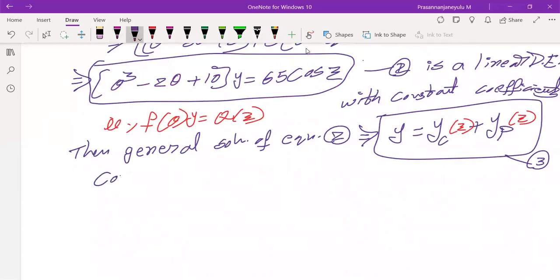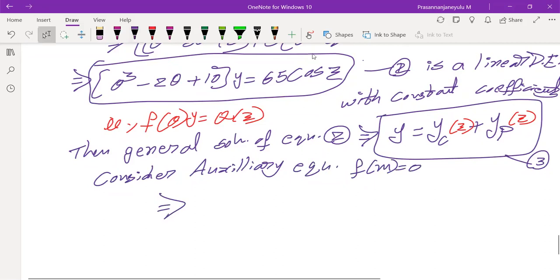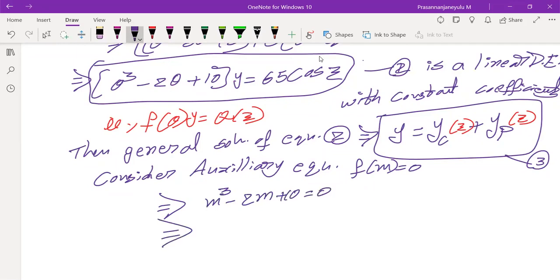How to find yc? Consider the auxiliary equation f of m equals 0. Our f of theta is theta cube minus 2 theta plus 10. So all of you please take the calculators. M cube minus 2m plus 10 equals 0. Now we need to find the values of m. In your calculators, use synthetic division or use the equation mode, it is a cubic equation. The m cube coefficient is 1 and the m square coefficient is 0, not minus 2. The m coefficient is minus 2 and the constant term is 10.